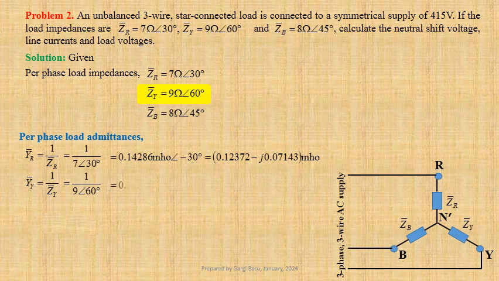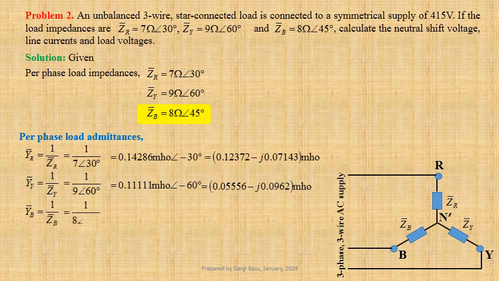YY equals 1 upon ZY, that is equal to 1 upon 9 at an angle 60 degree. That gives us 0.11111 mho at an angle minus 60 degree. In Cartesian form, this may be written as 0.05556 minus j times 0.0962 mho. And YB equals 1 upon ZB, that is equal to 1 upon 8 at an angle 45 degree. That gives us 0.125 mho at an angle minus 45 degree.